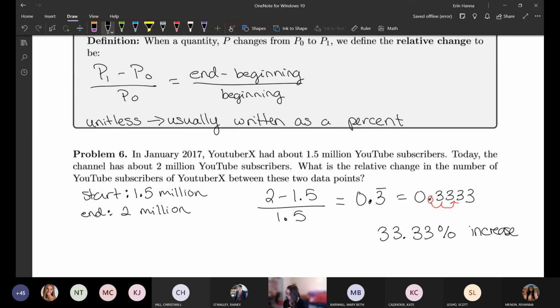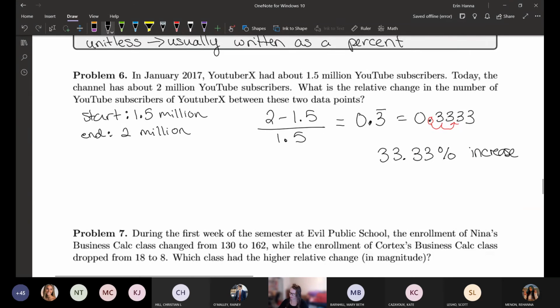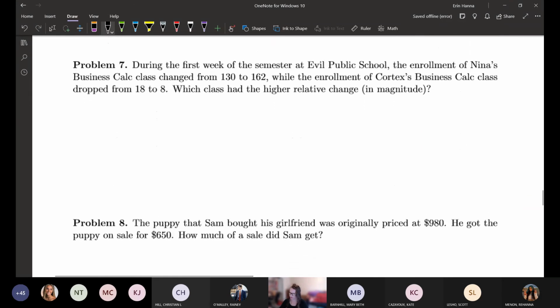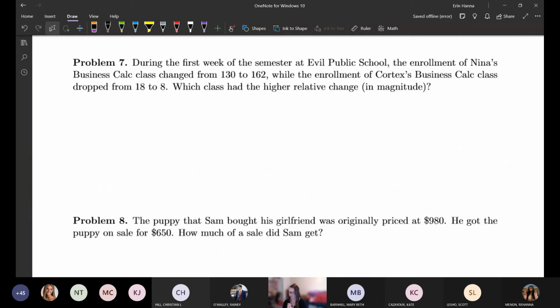So let's do one more of these. I think there's 2 left, but we'll see what we get when we do this next one. I love these questions. During the first week of the semester at Evil Public School, the enrollment of Nina's business calc changed from 130 to 162, while the enrollment of Cortex's business class dropped from 18 to 8. Which class had the higher relative change in magnitude?